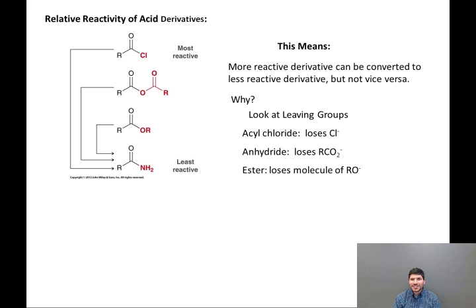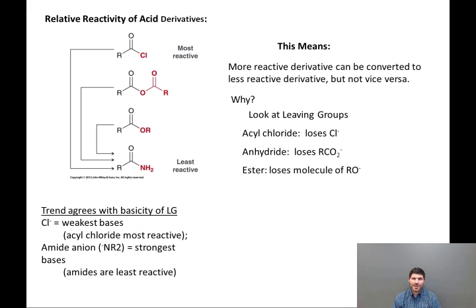Somewhat stronger base than chloride is, right? And then an ester has to lose a molecule of RO-, which is a much stronger base. So as I already alluded to, this trend agrees with the basicity of the leaving group. Chloride is the weakest base, therefore it's the most reactive.